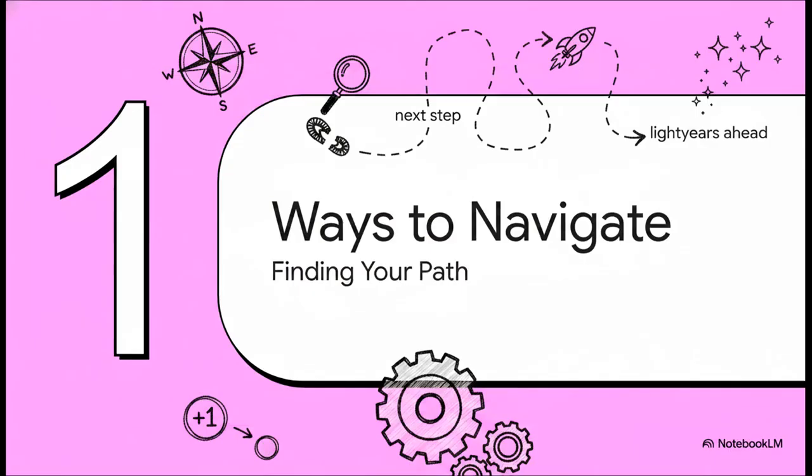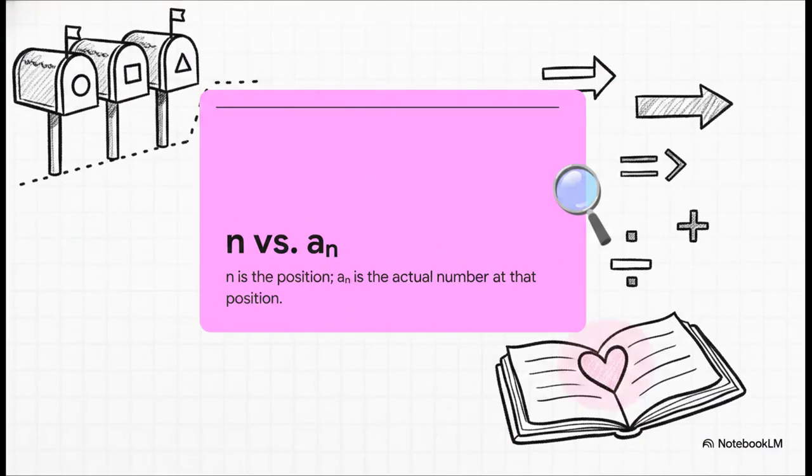Section 1. 2 ways to navigate. Finding your mathematical path. Okay, think of yourself as a navigator. When you're navigating sequences, you have 2 distinct tools in your mathematical tool belt. Sometimes you just need to know the very next step, but other times you want to jump light years ahead. To read our math map, we have to understand our coordinates, and we use 2 very specific variables for this.